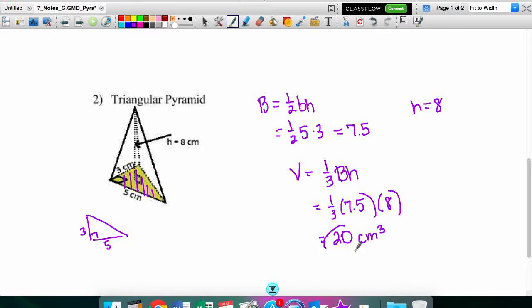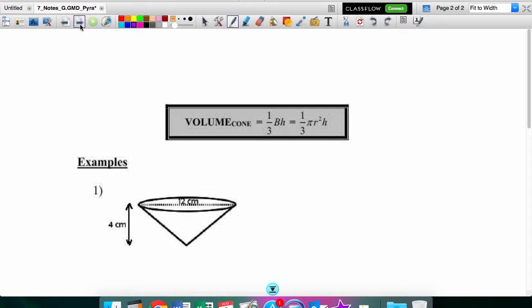And as always, volume is cubic units, so centimeters cubed. So not too bad. And as you can see, it's very closely related to a prism. Okay, so volume of a cone, we would expect to be very similar to our volume of a cylinder. And it is.